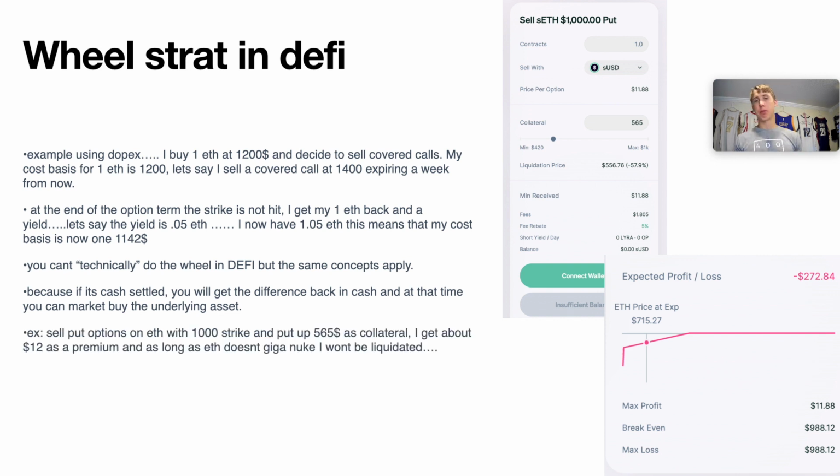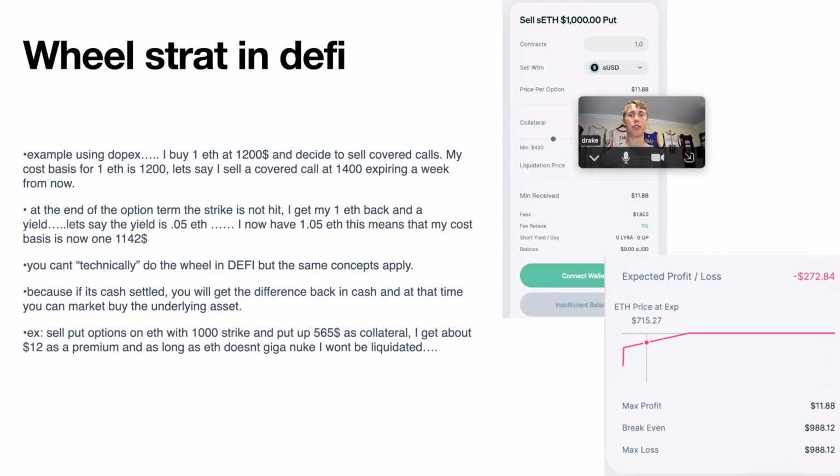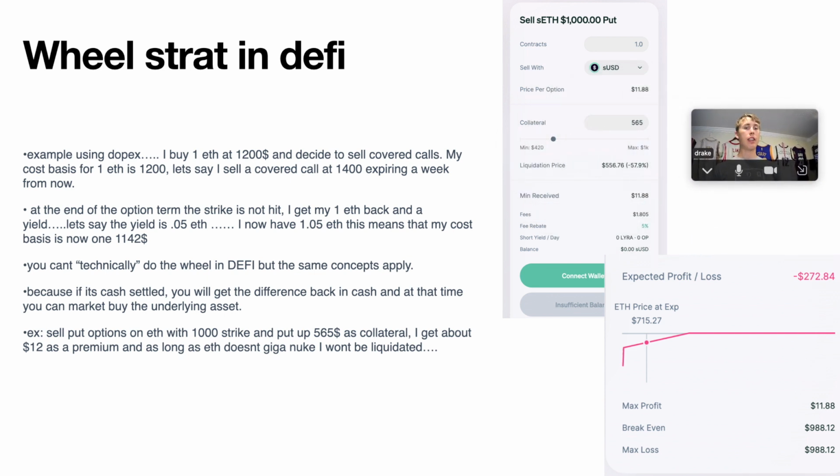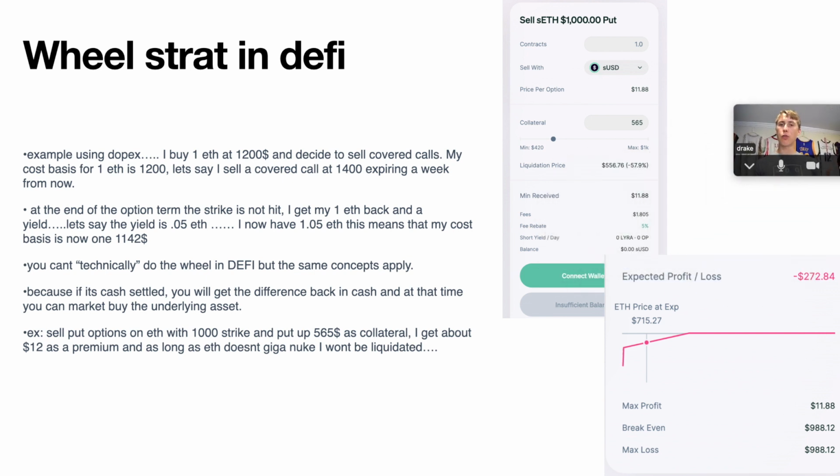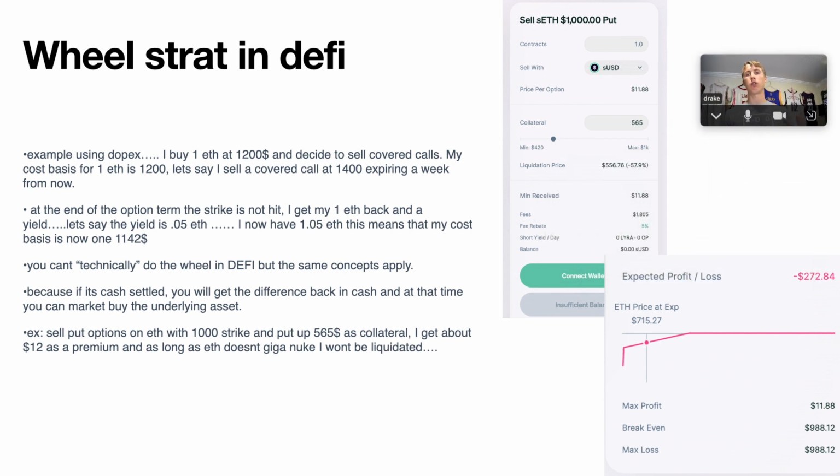So here's an example on Lyra Finance. If I sell a put option on ETH with a $1,000 strike and put up 565 in collateral, as you can see here, the 565, that means I will get about $12 in the premium. And this is for a week term. So $12 on 565, that's whatever. It's not too bad for a week.